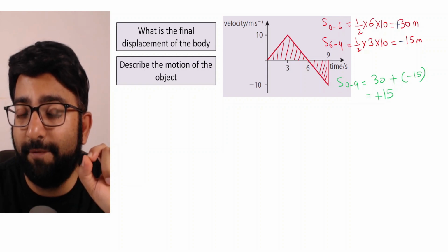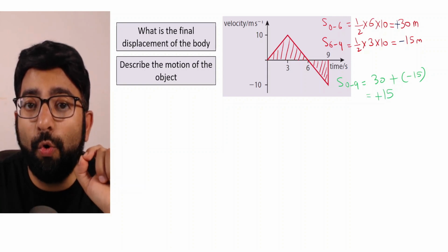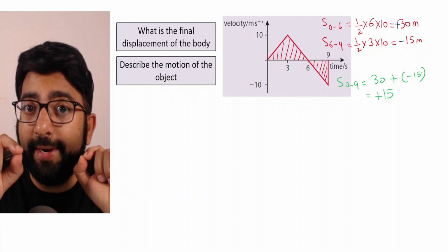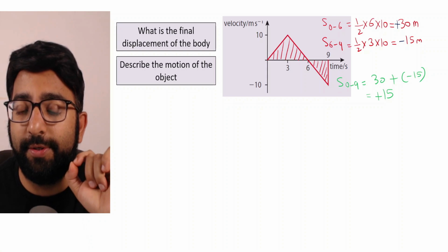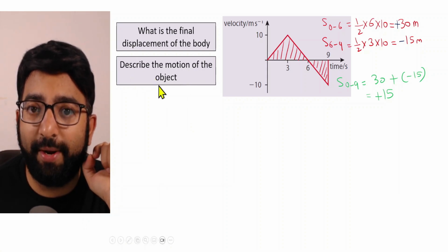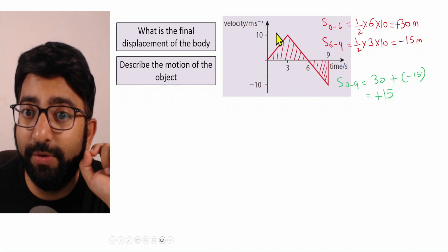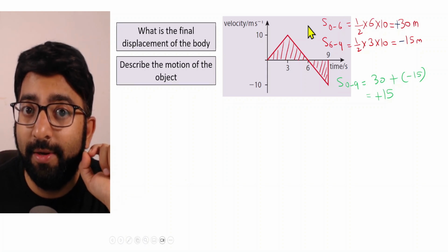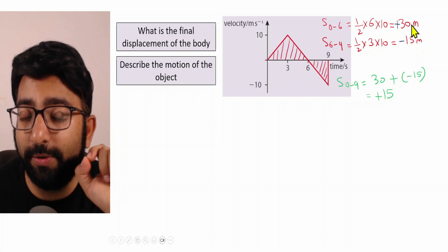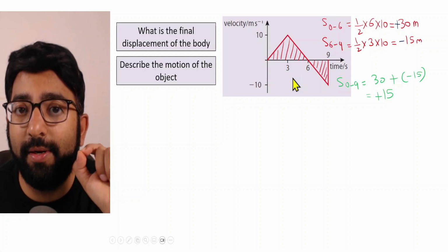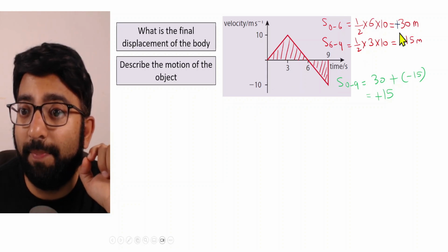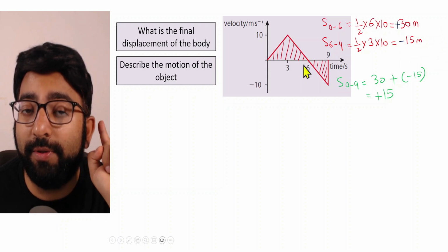Positive 15 to be specific, which means we can say that overall the particle has traveled 15 meters to the right of a point which can be considered as the origin. Next up, we have to also describe the motion of the object, and that is very easy to deduce since we have been able to find the value of displacement. So from 0 to 6 seconds, the displacement was positive 30. That means the particle traveled 30 units to the right hand side. From 6 to 9 seconds, the particle traveled 15 meters, but to the left hand side.